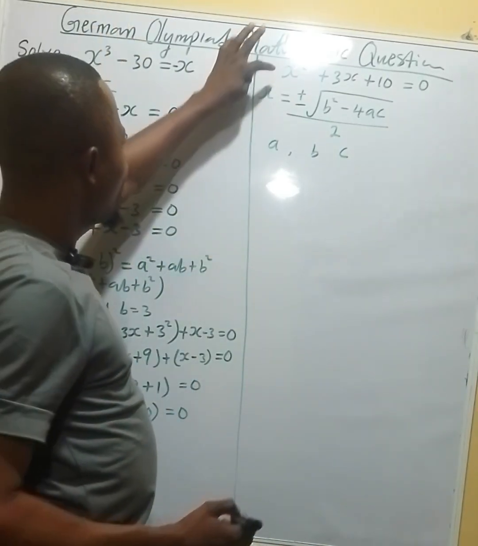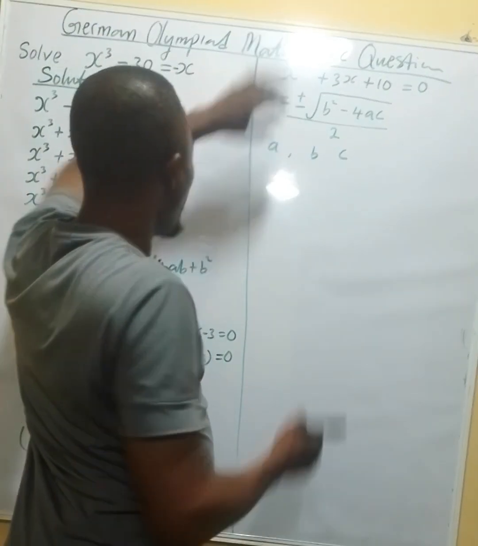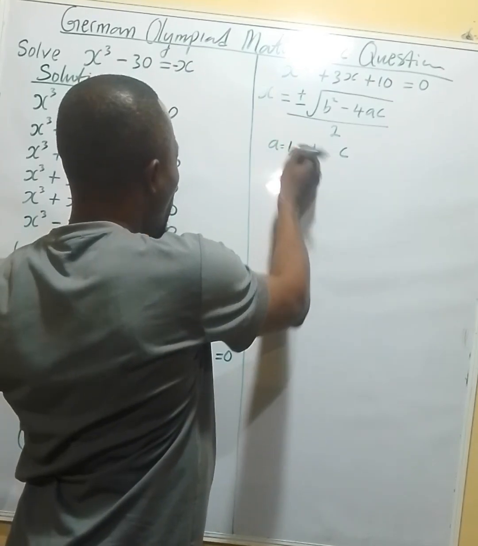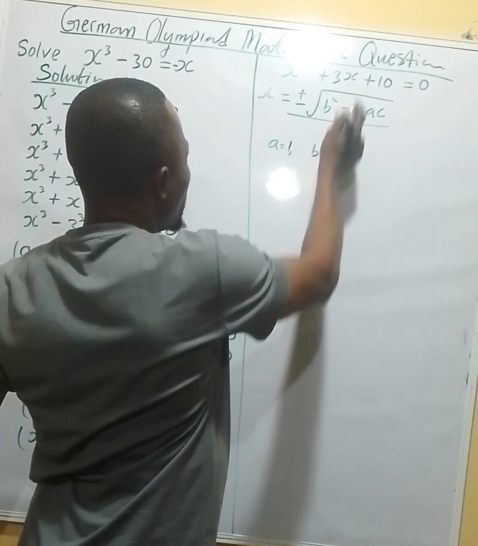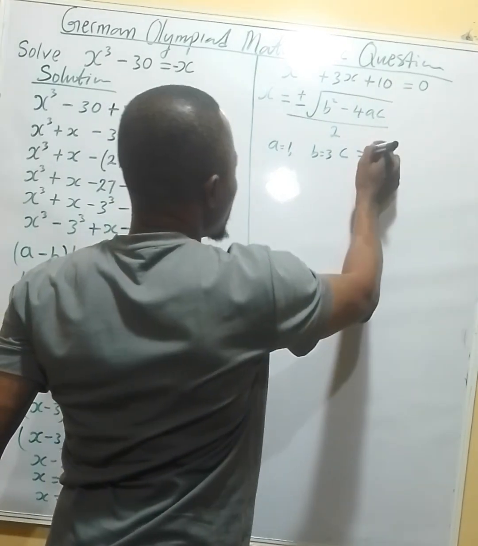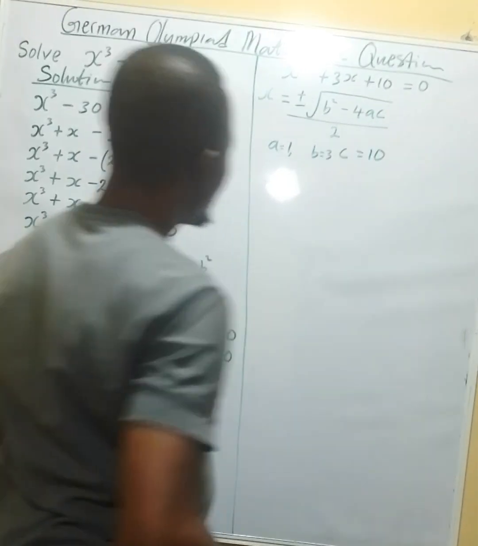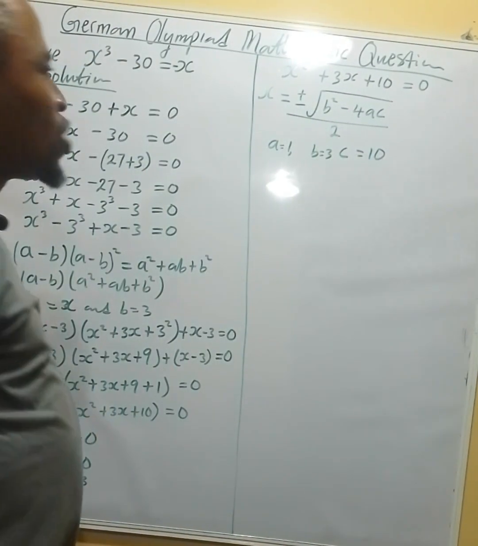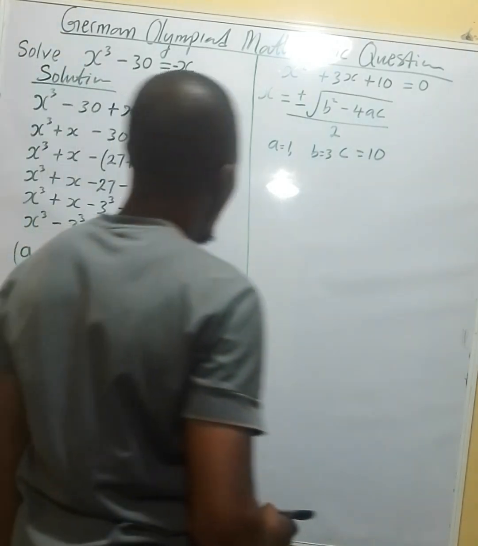Now our a is the coefficient of x squared, which equals to 1. Then our b, the coefficient of x, is 3. Our c, which is the constant, is 10. So now we substitute that into the formula.